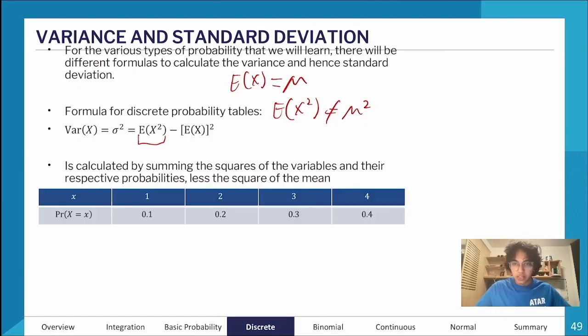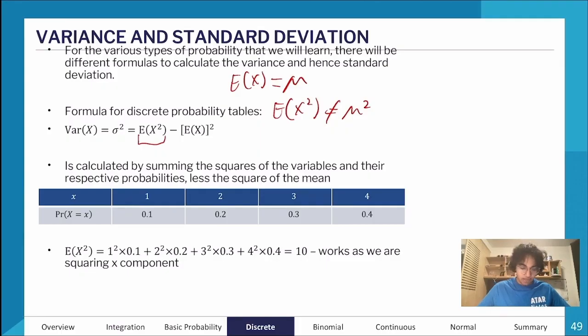So how would this work out to be? I'll give you guys a couple seconds, maybe have a crack. But let's try to work out the variance. So how does E of X squared work? Well, all we do is we just square these values here, and then we still multiply them.